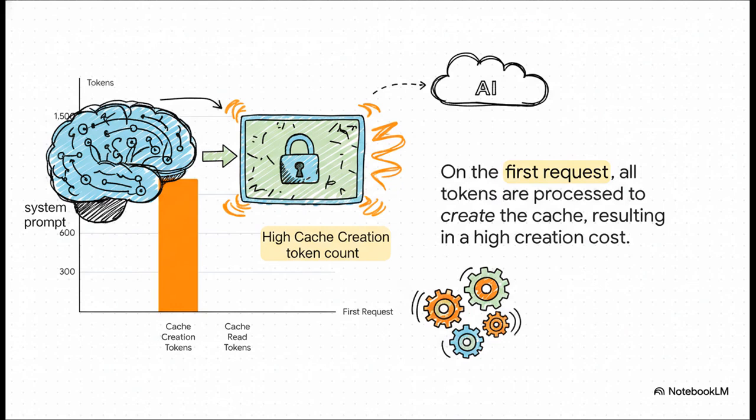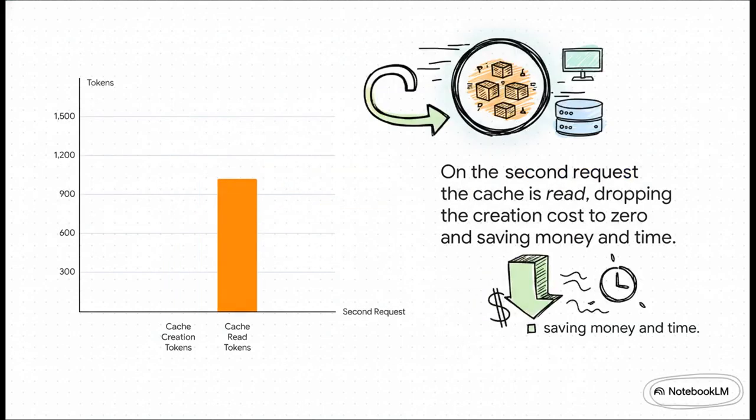So let's see how this works. On the very first request, the model has to process all of those tokens in your system prompt to create the cache entry. So you have a high cache creation token count. That's your one-time investment. But then look at this. On the second request and every single one after that, the creation cost plummets to 0. The model just reads from its cache. You save a huge number of tokens on every single call, which directly translates to lower bills and faster responses. This is an absolutely essential feature for any production system.